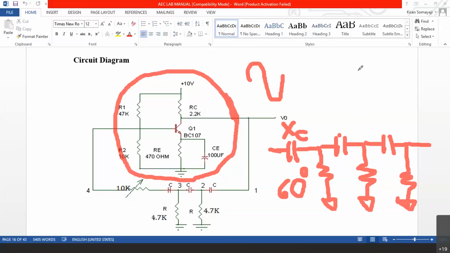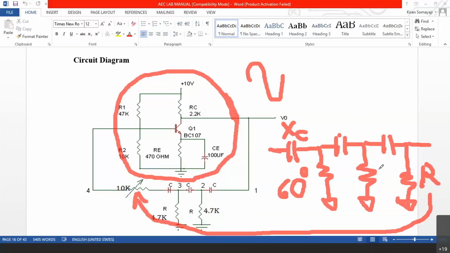Now my question is, look at the network which I have written, look at the network which is there in the circuit diagram. Instead of this last R, why do we have this potentiometer? There was supposed to be one resistor connected to ground. Instead, we have a potentiometer connected in series. Can anybody tell me why?